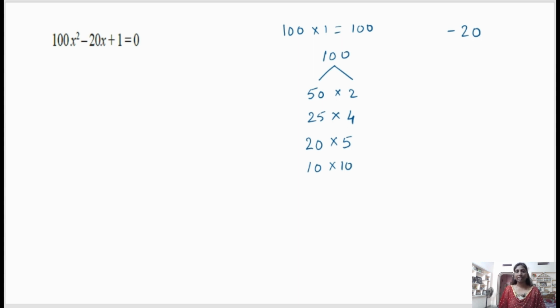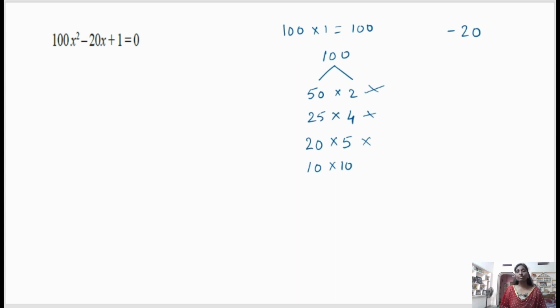You have to check. If we take 50 and 2, this pair will not give you minus 20 on adding or subtracting. Cancel. 25 and 4, if we add or subtract, we won't get 20. Cancel. 20 and 5, if we add or subtract, we will not get minus 20. But see here, 10 and 10. If we add 10 and 10, we will get 20.